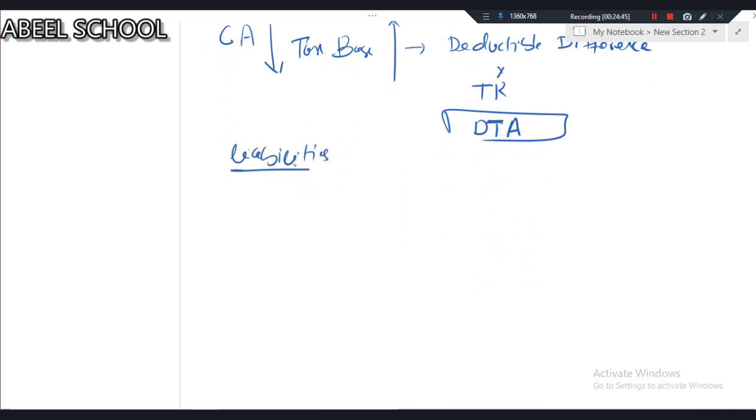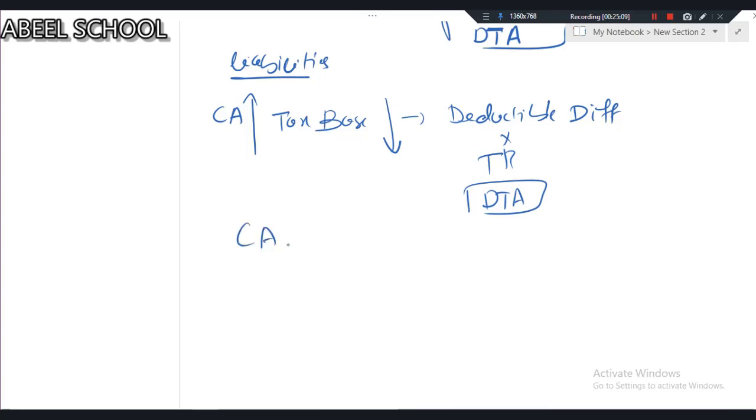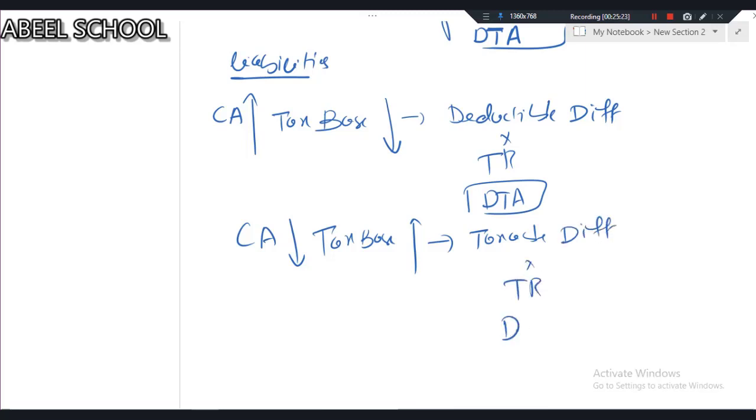Liabilities. In case of liabilities, if the carrying amount is more than the tax base, now you'll be having a deductible difference. The difference is called deductible difference. Obviously, into tax rate, it gives you deferred tax asset. In case of liabilities, if you have carrying amount less than the tax base, now it will be a taxable difference. Taxable difference into tax rate gives you deferred tax liability.